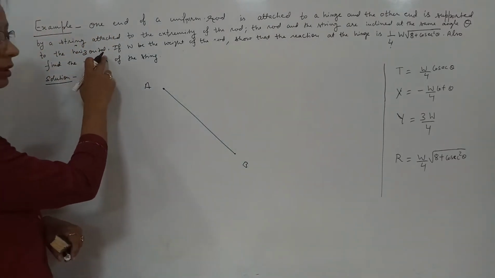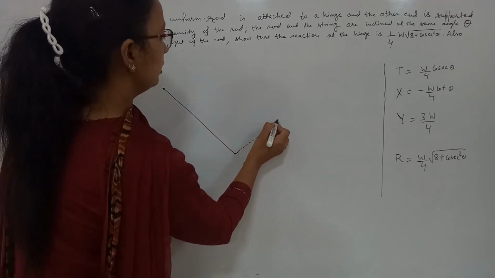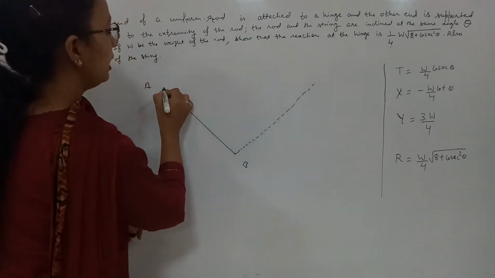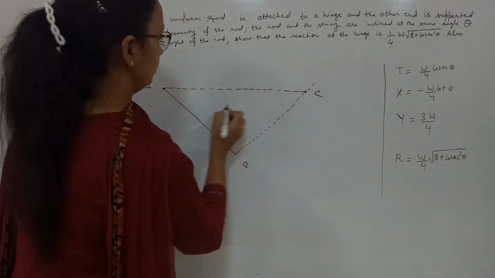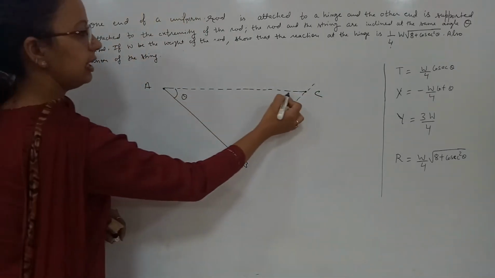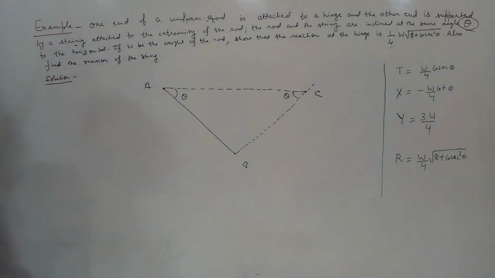to the horizontal. Means हमें इस string को भी A के लेवल पर ही अटैच करना है. Both are making the same angle, given in the statement. Both are making the same angle.